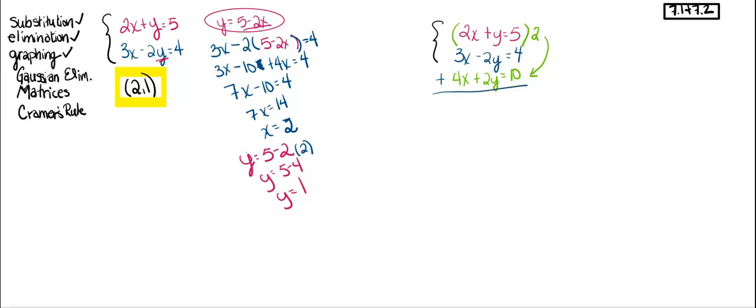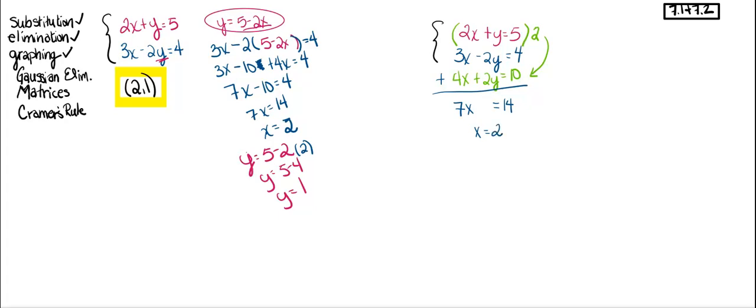I'm going to get 3x plus 4x equals 7x. Negative 2y and positive 2y add to get 0. Now, if they were the same sign, I would be subtracting the green from the blue. But because they're different signs, I could just add them, and the y zeroes out. 7x equals 4 plus 10, which is 14. And so again, x equals 2.